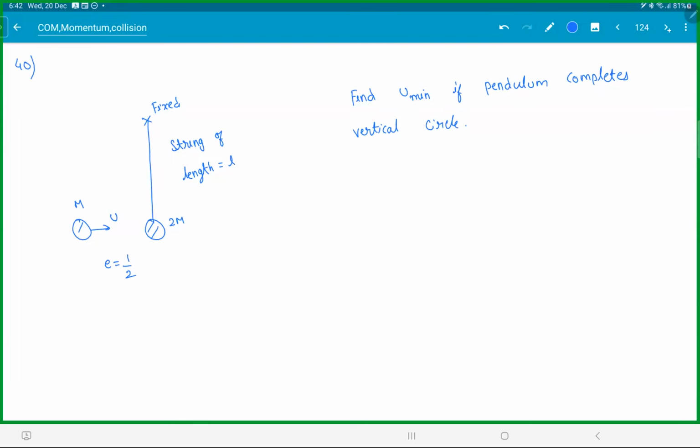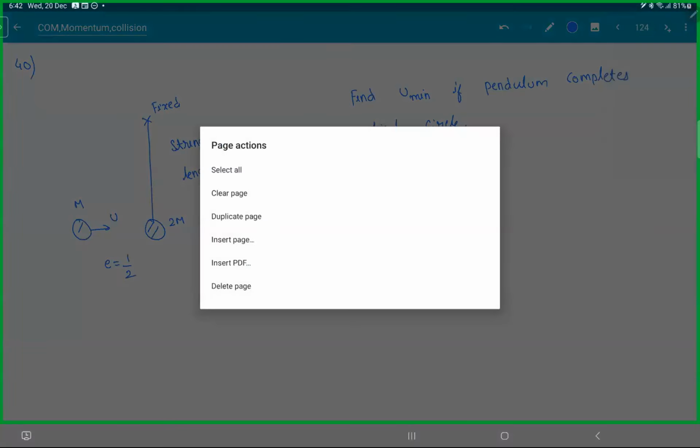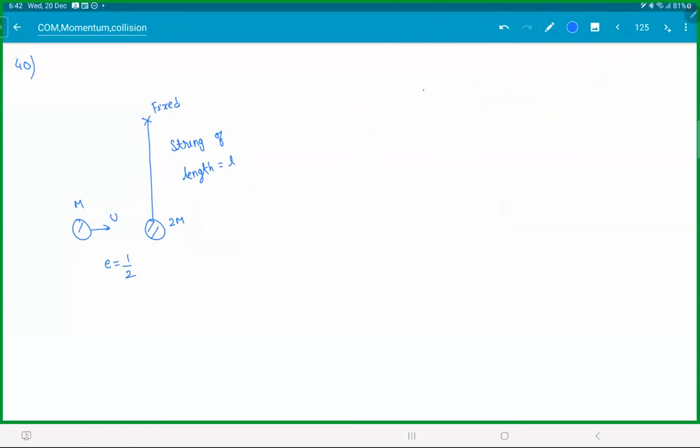See. So the main data here is the velocity is given after the collision. So after collision, let this guy be V1, let this guy be V2, and this thing is at least root 5GL, isn't it? Hope you remember the result. If it is a rod, what is the result? What is the rod result? Anyone? Vertical circular motion for a rod, minimum velocity, root 4GL.